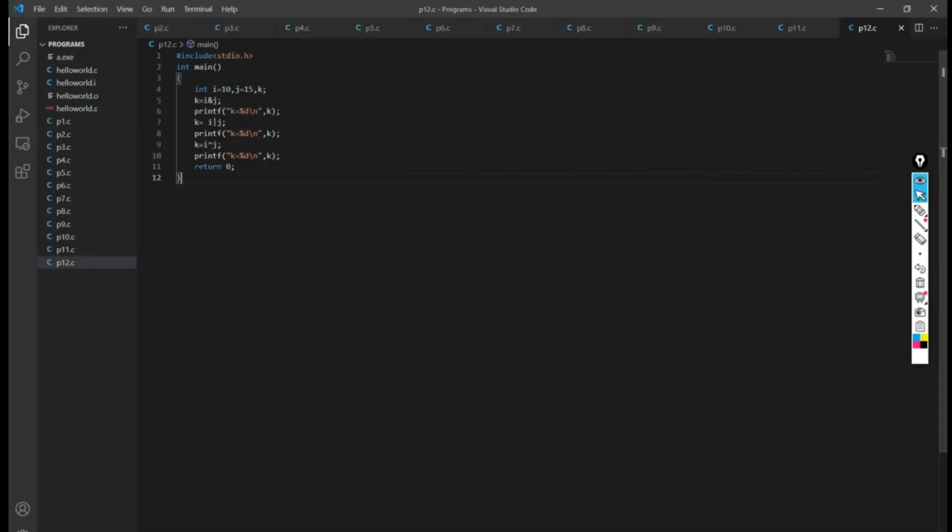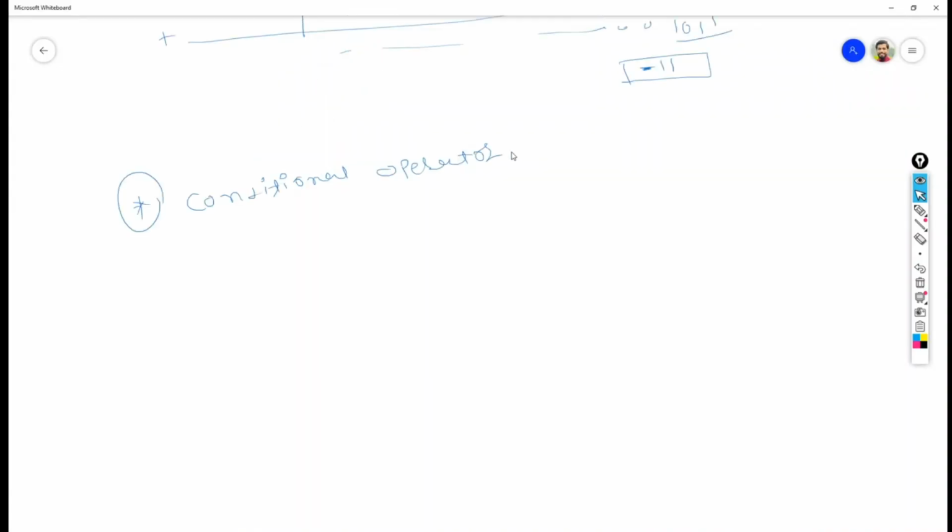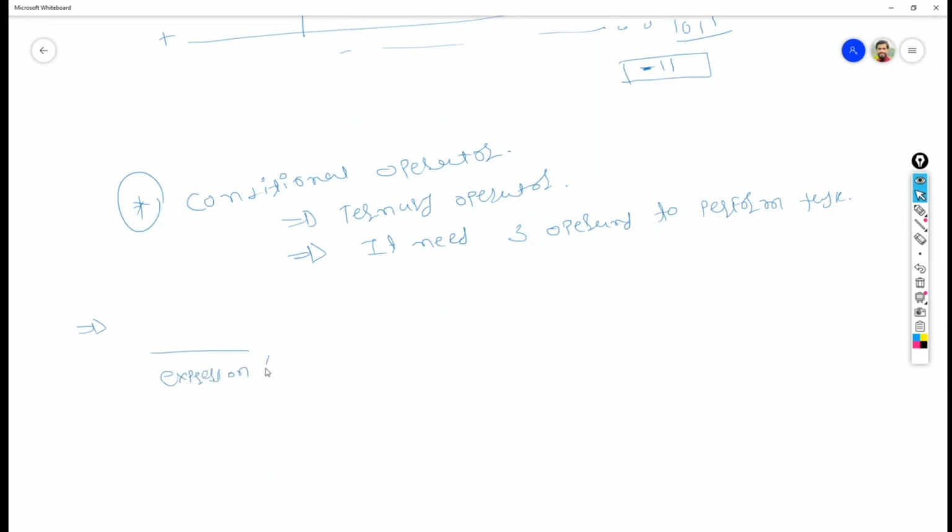I will cover one more operator, that is the conditional operator. The conditional operator we can call a ternary operator, and it needs three operands to perform its task. So the syntax is like this way. First one expression or any constant or any condition, whatever the output is in the form of non-zero or zero. Generally we use a condition here.